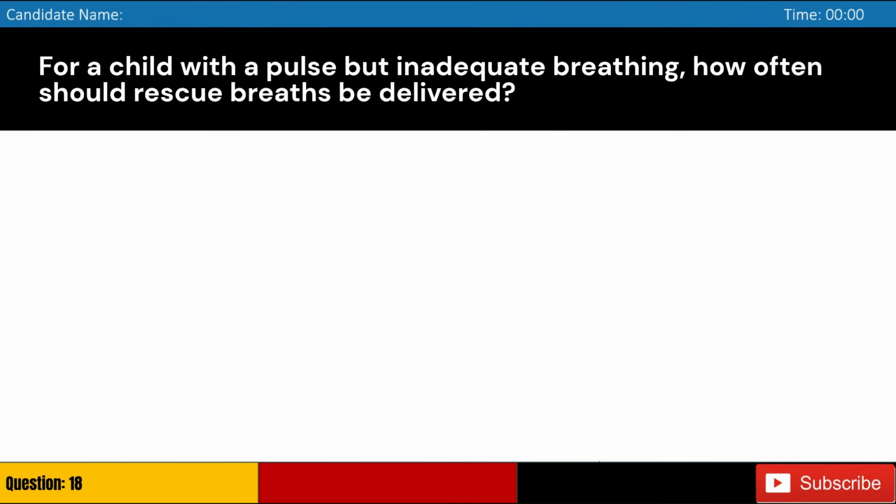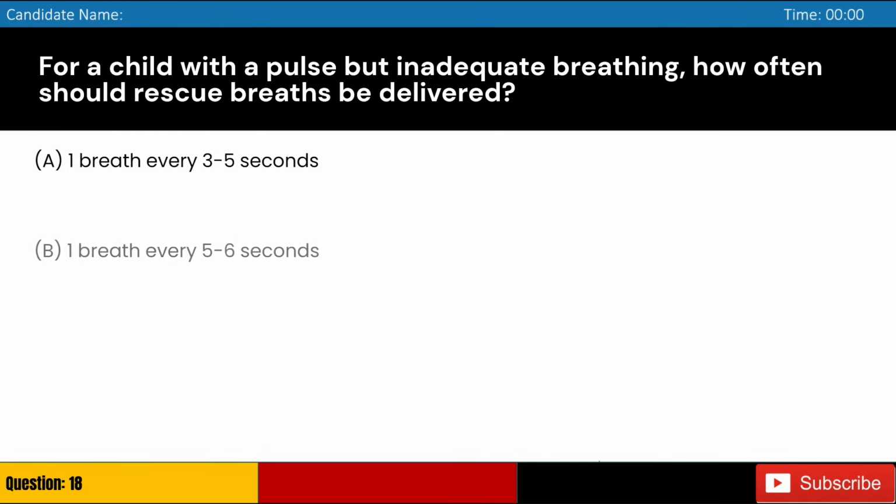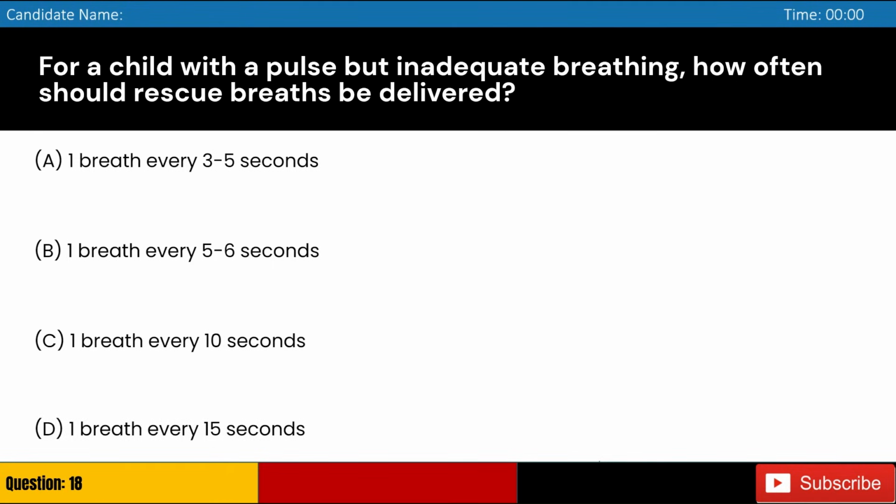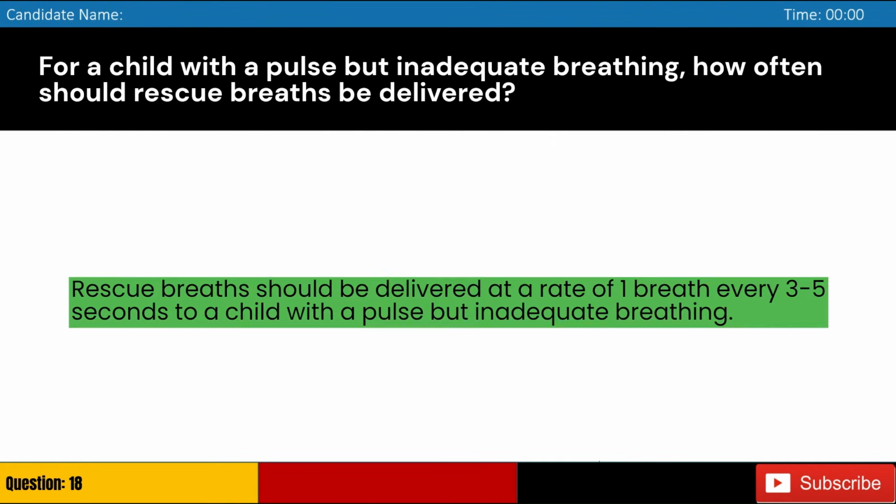For a child with a pulse but inadequate breathing, how often should rescue breaths be delivered? A. 1 breath every 3 to 5 seconds. B. 1 breath every 5 to 6 seconds. C. 1 breath every 10 seconds. D. 1 breath every 15 seconds. Answer, A. Rescue breaths should be delivered at a rate of 1 breath every 3 to 5 seconds to a child with a pulse but inadequate breathing.